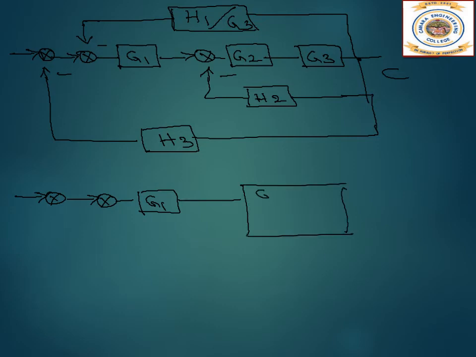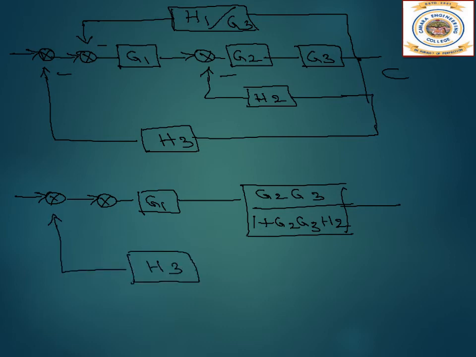So G2, G3 will be G of S. It's a negative feedback, so 1 plus G2, G3, G of S. H of S is H2, so this is what we get. Then we have H3 over here, negative feedback, and this is also negative feedback. Here we have H1 by G3.